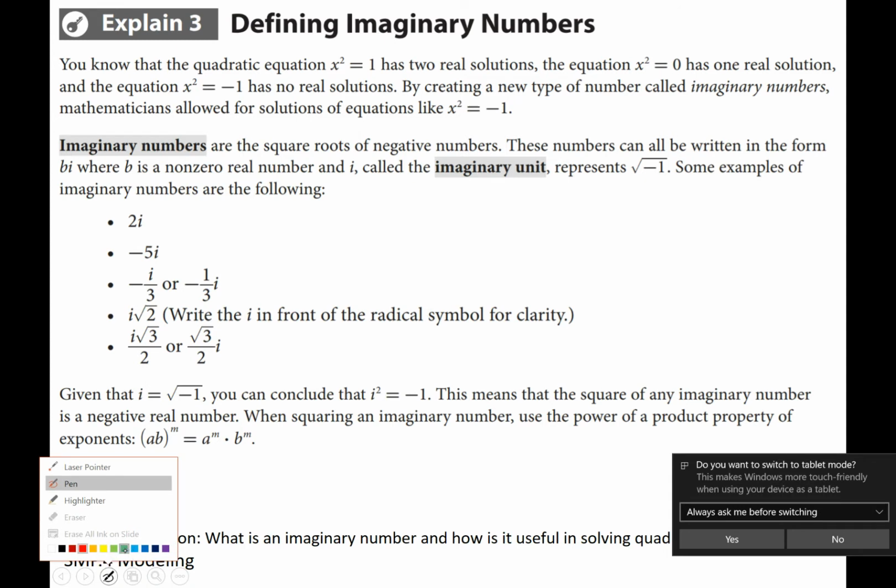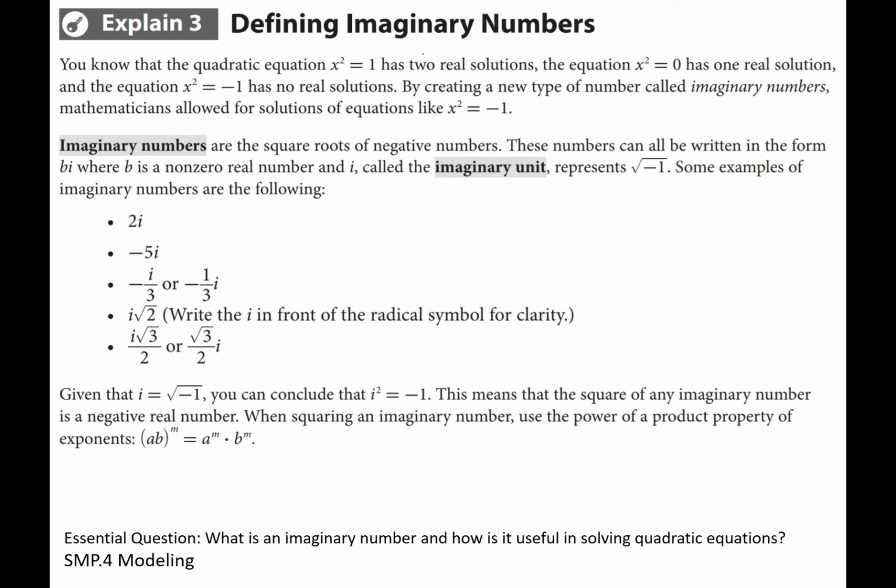You know that a quadratic equation, x squared equals 1, has two real solutions. So we would know that if we took the square root of both sides, it's got plus or minus 1. The equation x squared equals 0 has one real solution, which is 0. And the equation x squared equals negative 1 has no real solutions, but it might have something that's not a real solution. So by creating a new type of number called imaginary numbers, mathematicians allowed for solutions of equations like x squared equals negative 1. So we're going to actually solve that.